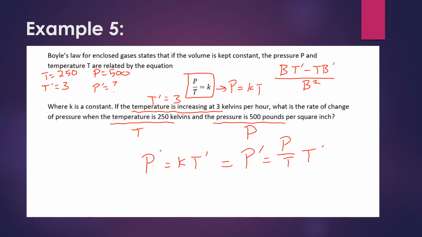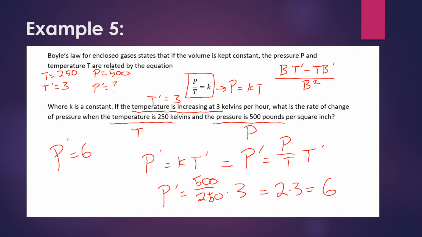And if we just plug in now, P prime is 500 divided by 250 times 3. So this is 2 times 3, which is 6. So our P prime is going to be 6. And that's pounds per square inch per hour. So 6 pounds per square inch per hour.